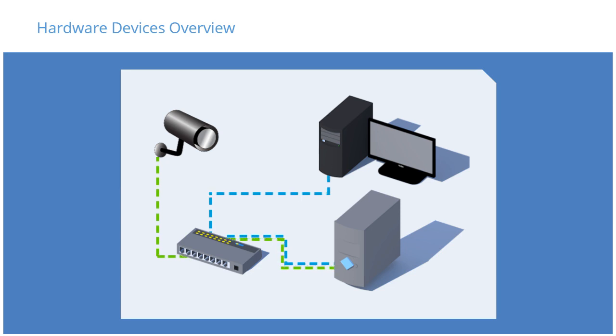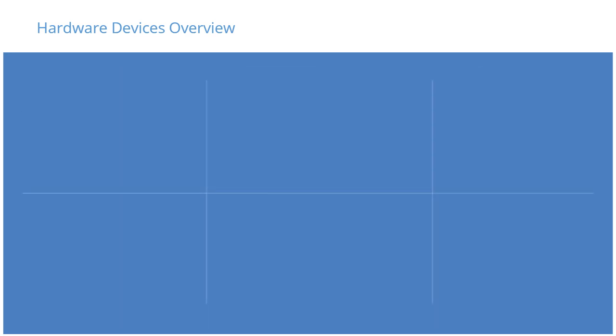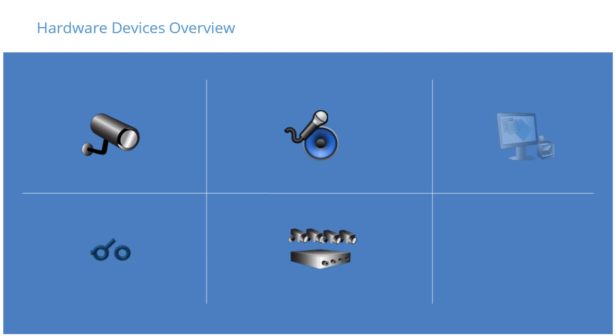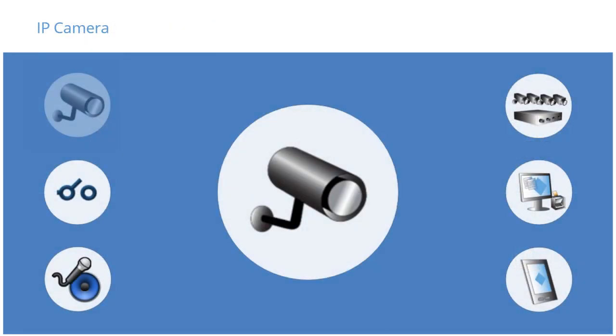Milestone XProtect is an open platform suite of VMS products that integrates more than 100 different device manufacturers and over 6,000 devices. Examples include cameras, analog encoders, input-output modules, audio devices, converters, screen recorders, mobile, and countless other devices. Let's learn more about each of these device types. An IP camera, sometimes referred to as a network camera, is a surveillance camera that connects directly to a data network and transmits data to the XProtect surveillance system.